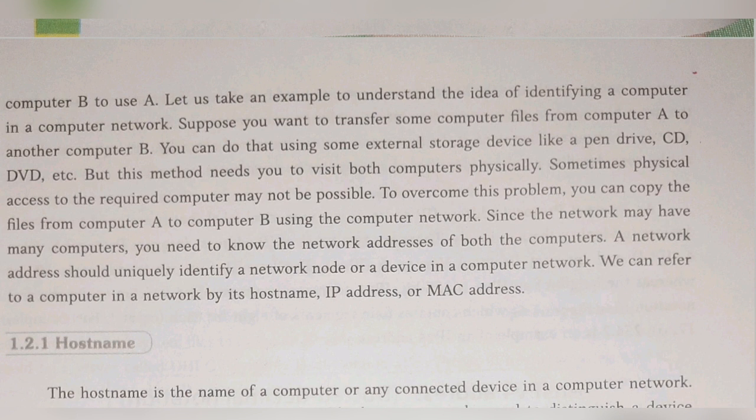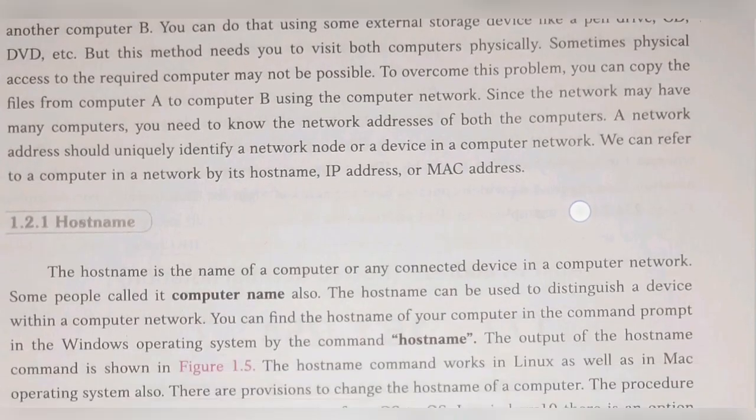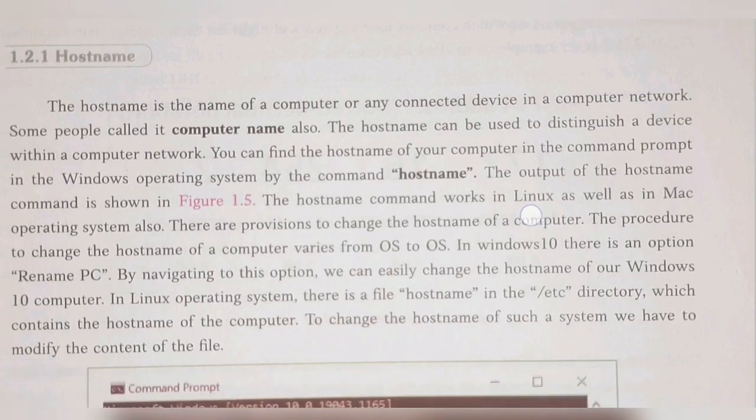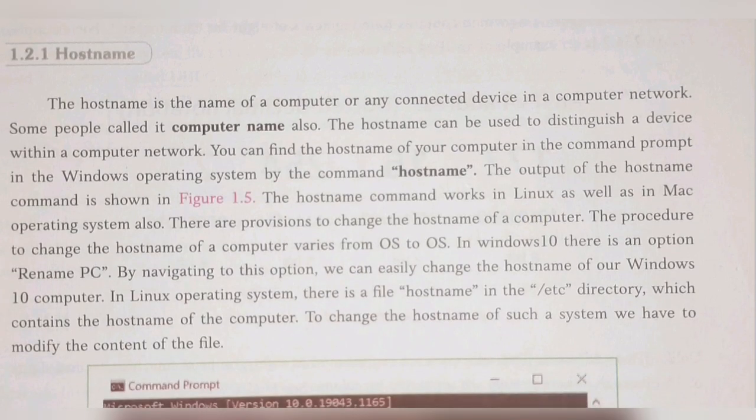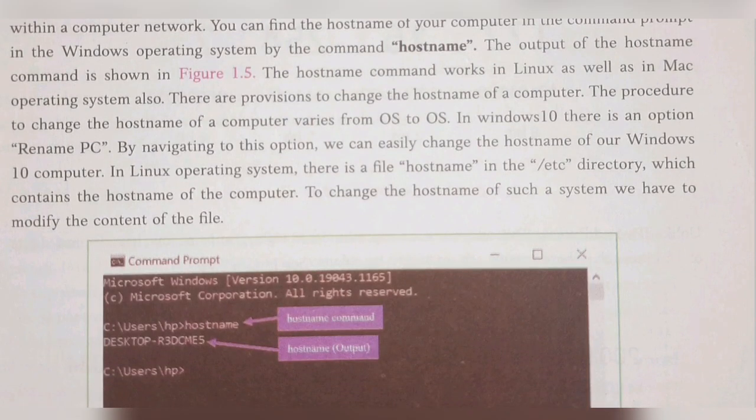There are different things to identify the computer. First one is host name, which is the computer name. Then the IP address, which is a unique address of the computer, and the MAC address, which is the device identification number. First, host name. If you want to know your computer name, you can open command prompt, type hostname and press enter. Then you will see the name of your computer, as given here, desktop R3DCME5. So this is the name of that computer.